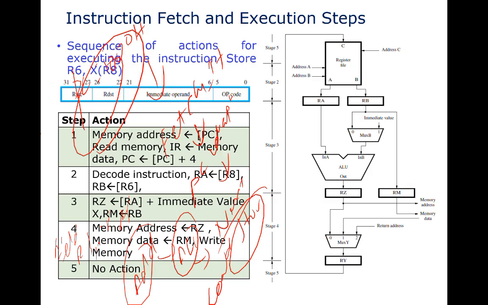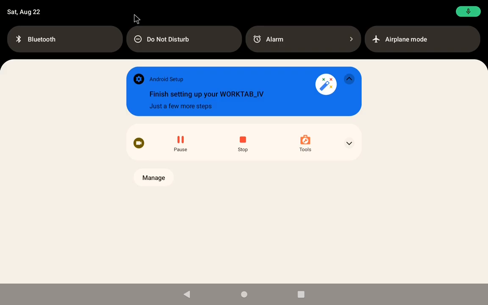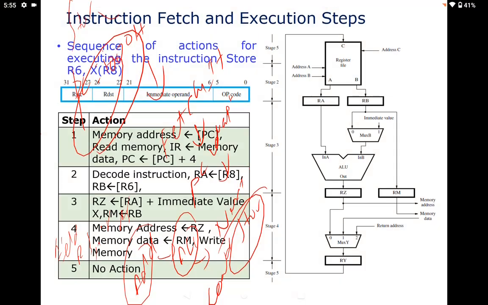So the next step involved is the memory access. The memory access stores the data: it calculates the memory address and writes the data from the processor into that location. So the store operation involves calculating the address, accessing memory, and writing the data.